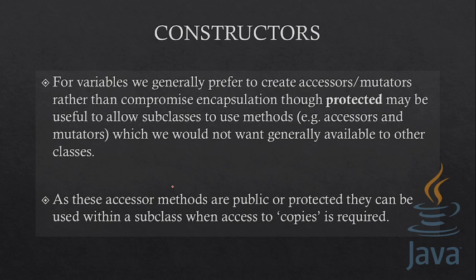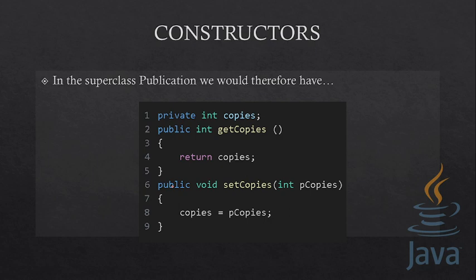So as these accessor methods are public or protected, they can be used within a subclass whenever access to copies is required. So in our superclass, publication would therefore have accessor and mutator functions. So this one is your accessor, or we can say this is a getter. It gets the private variable.